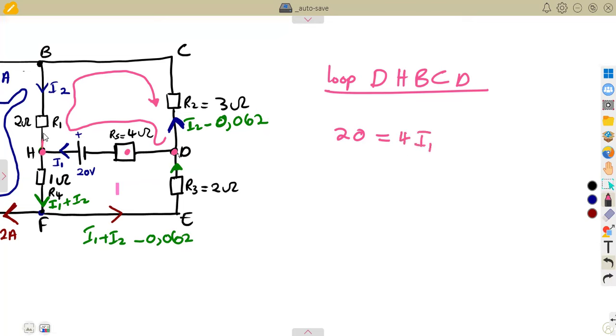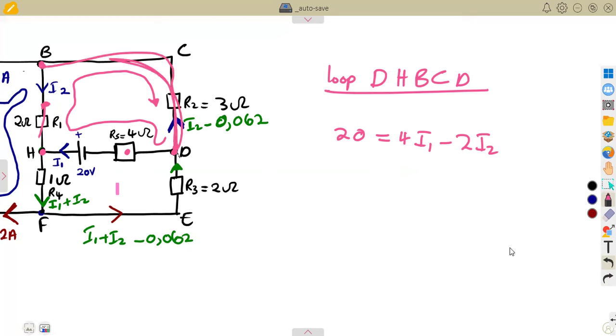All right. Then from H to B, I want you to take note. From H to B, take note. We are opposing the way the current is taken. The current is moving from B to H. As we are moving from H to B, we are opposing. So it takes a negative. There's a current there too, I2, and the resistance of 2. So that's minus 2 times I2. Okay. Then we move from B to C back to the point D.